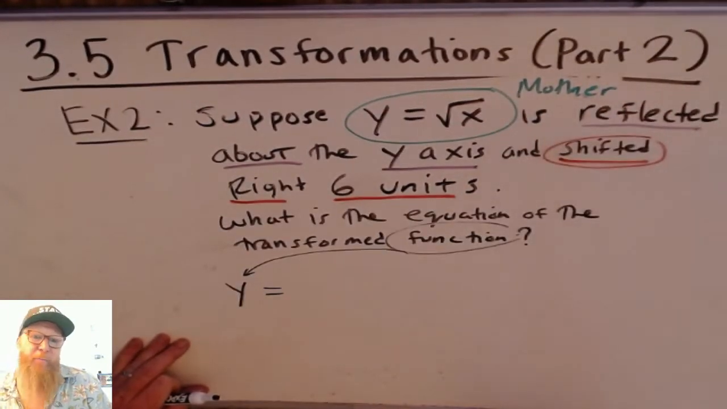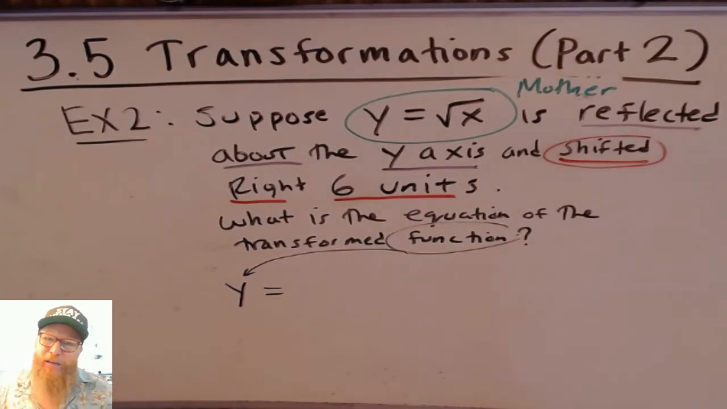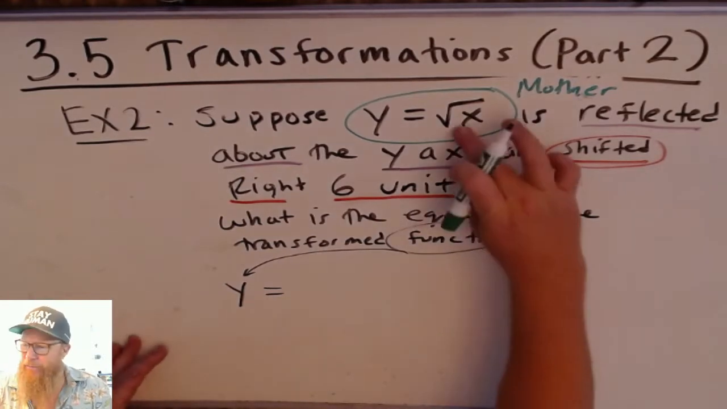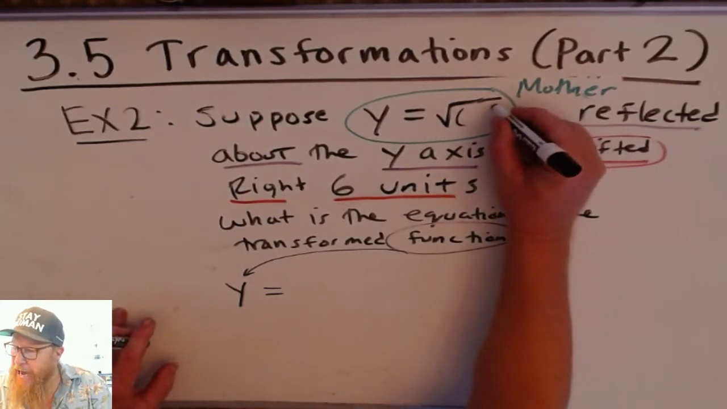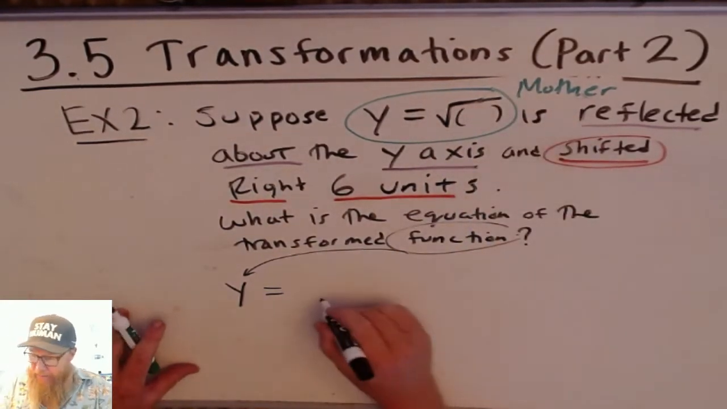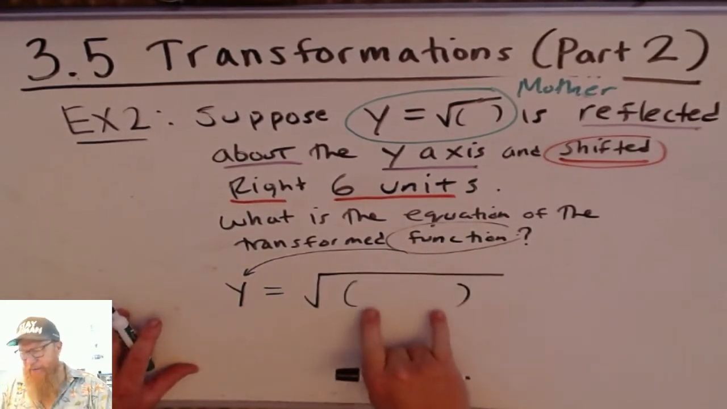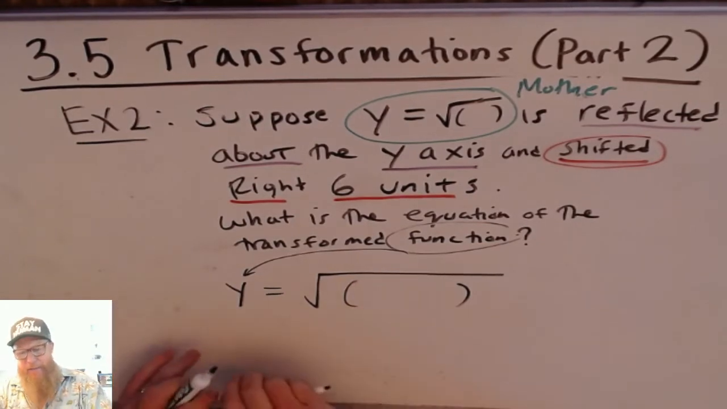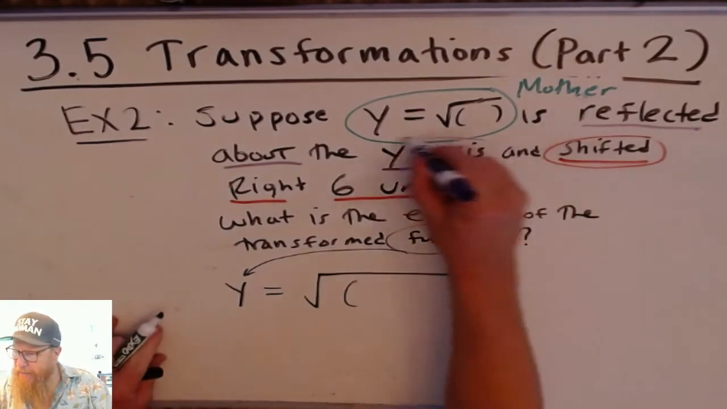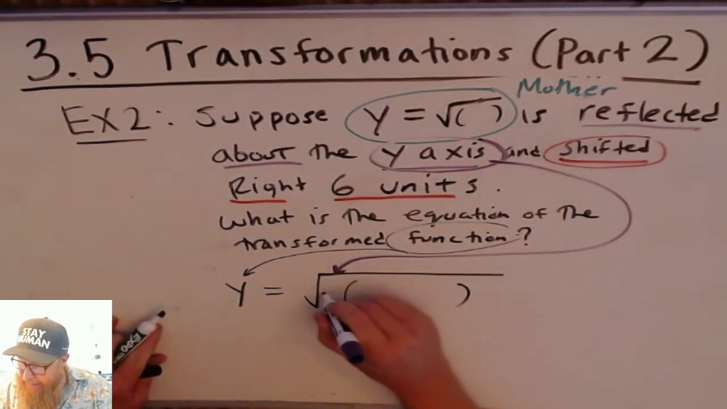Some people just call it the basic, or some people call it the toolkit function. Those are all different names. I just like to say mother function. Remember, you're going to remove the x and put a blank set of parentheses. All right, this used to be your x. So now, when you reflect about the y-axis, you want to multiply the inside by -1.